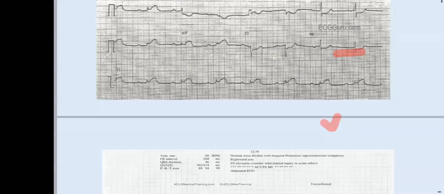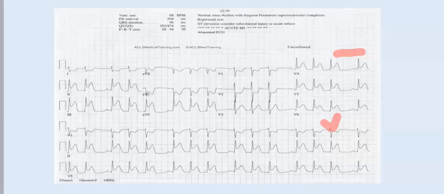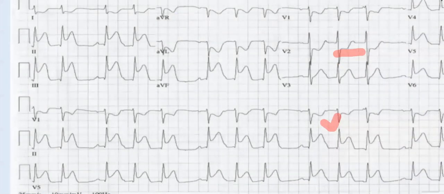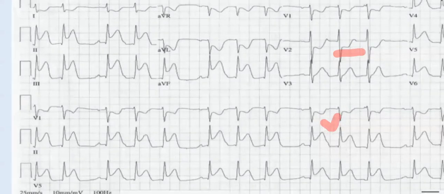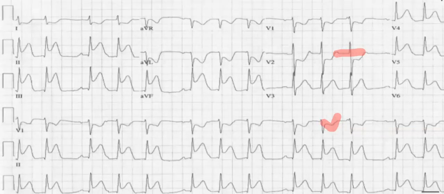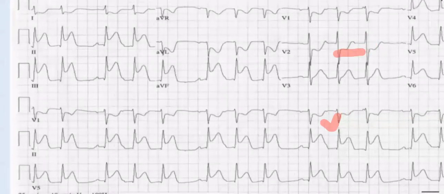And now, what is this? What do we have here? Anybody? This is inferior posterior lateral. Very good. Inferior, posterior, lateral. Very good. Why did you say that? Inferior because 2, 3, and AVF, inferior.